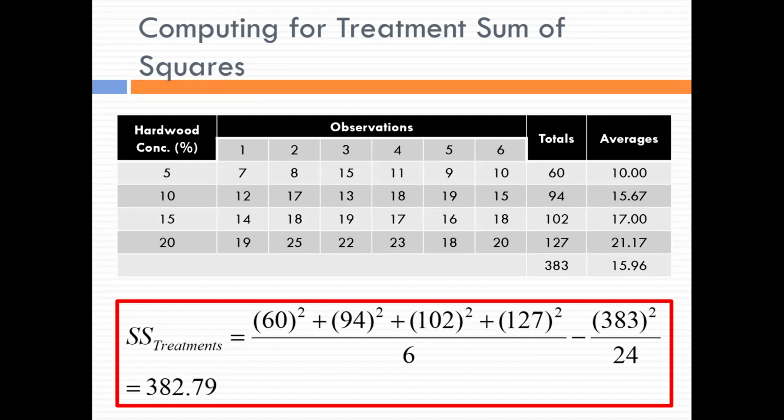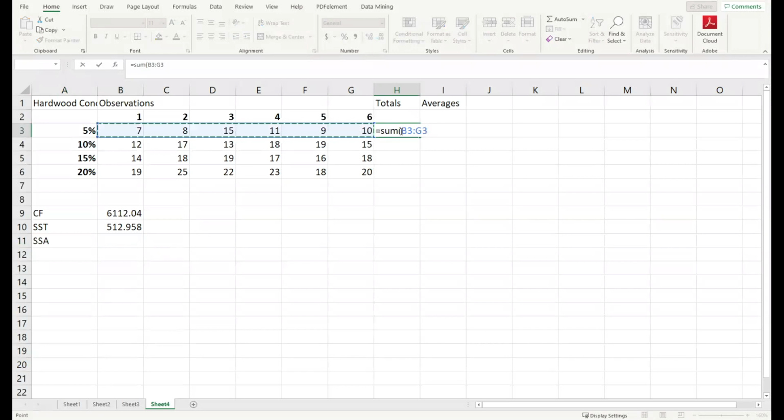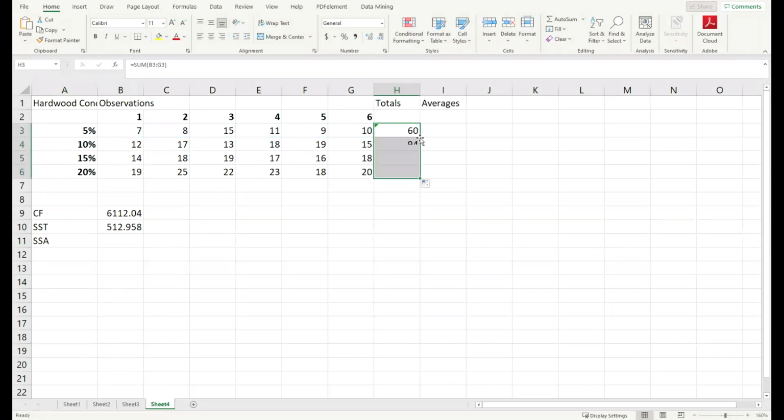Okay? So, let's try to solve that in Excel. We do SSA is equal to, let's get the totals first. Sum of these values. Tapos, drag down lang natin. Okay? Tama ba? Okay. So, this is just the total. So, gawin natin equals.